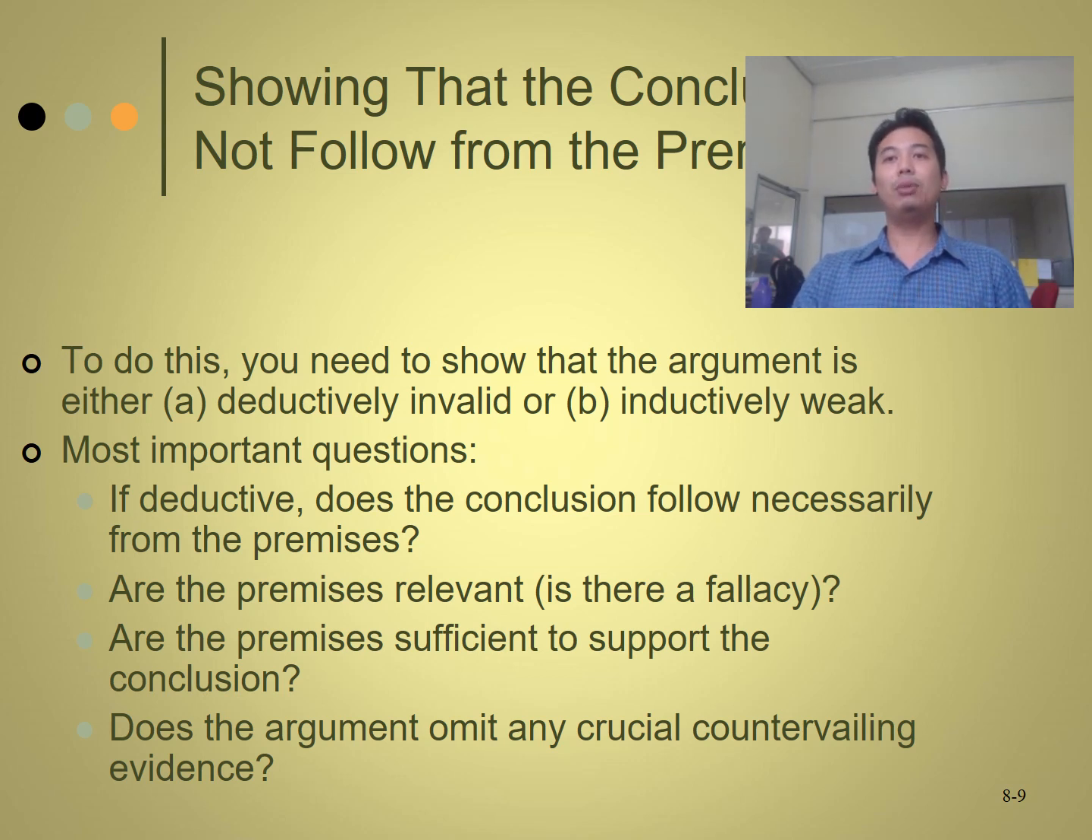The most important questions which we want to consider would be: if deductive, does the conclusion follow necessarily from the premises? Are the premises relevant? Is there a fallacy? Are the premises sufficient to support the conclusion? So we are looking at the reasoning, and whether the reasoning is good enough to say that the conclusion is so and so. Does the argument omit any crucial countervailing evidence? These are the things we are going to consider in order to look at whether the conclusion can be accepted or not.